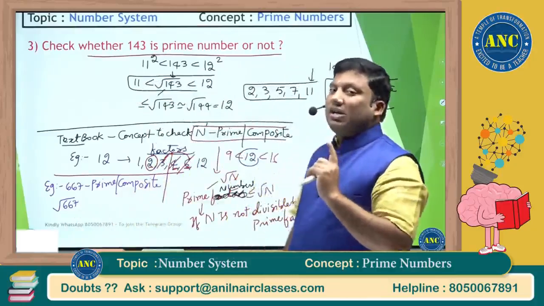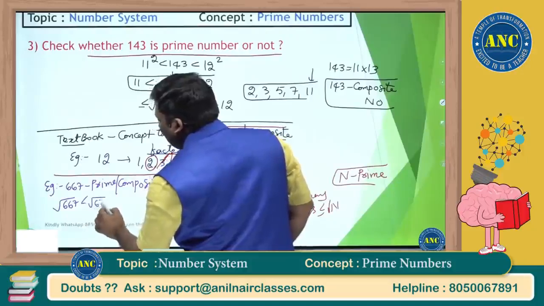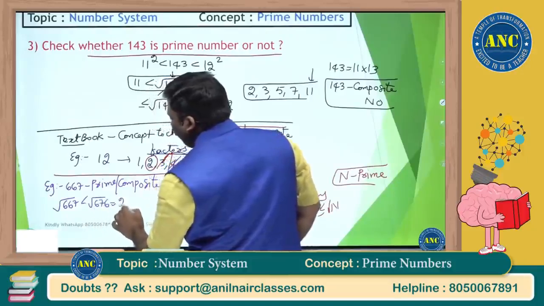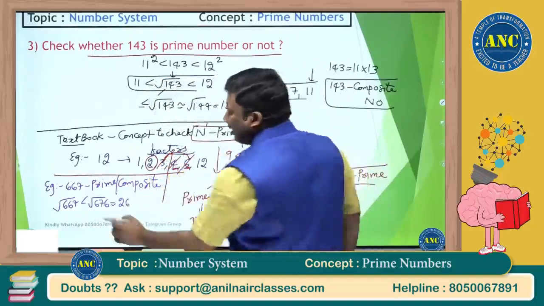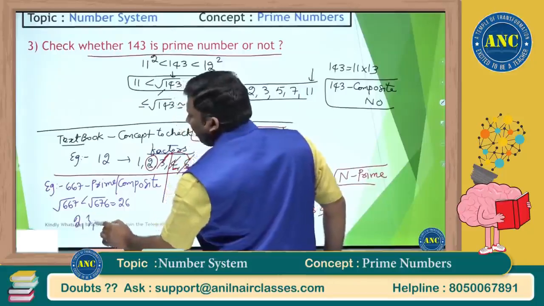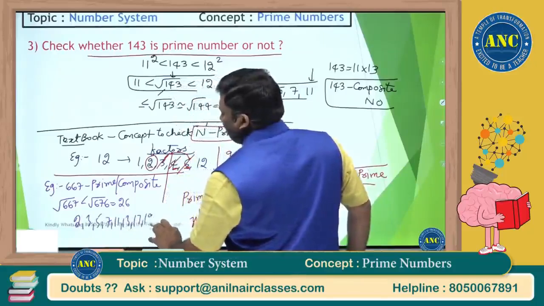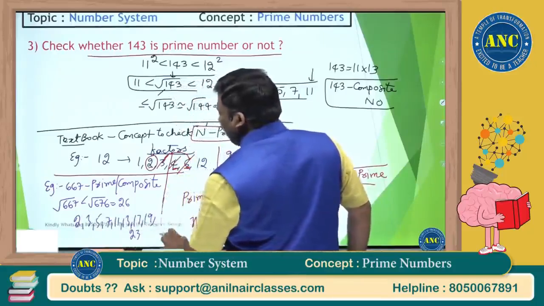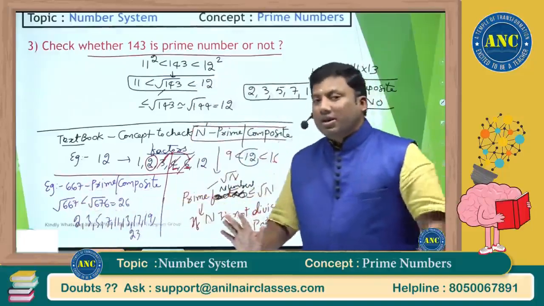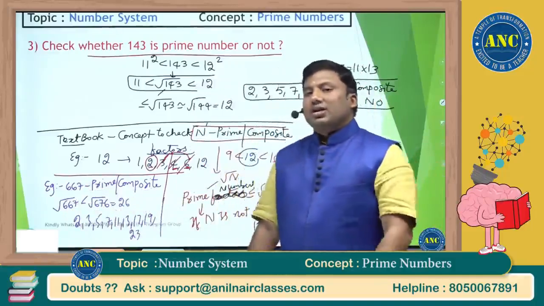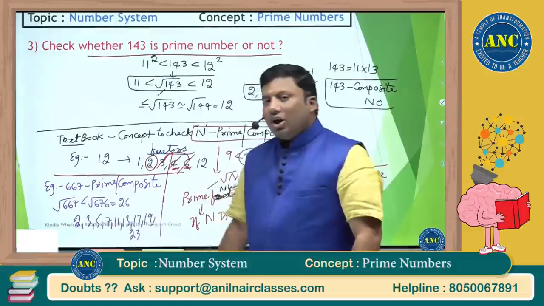25 square is 625. 26 square is 676. It is just less than 676, which is 26. Write all the prime numbers less than 26: 2, 3, 5, 7, 11, 13, 17, 19, 23. If 667 is not divisible by any of these numbers, then 667 is a prime number, else it is a composite number. 667 is not divisible by 2.